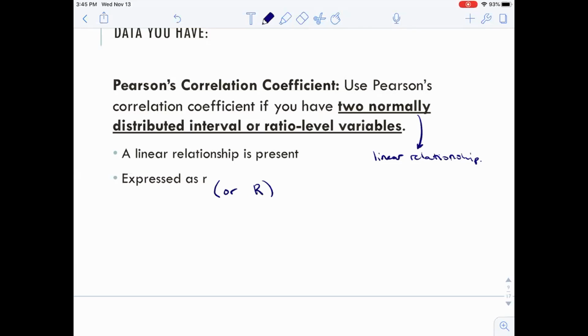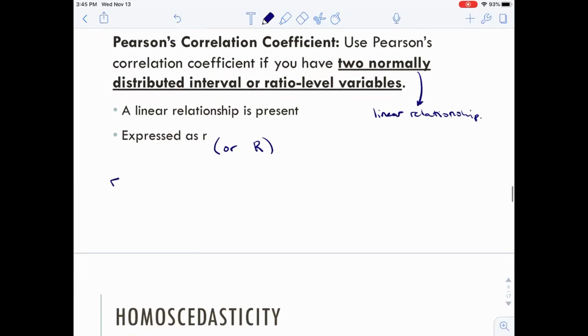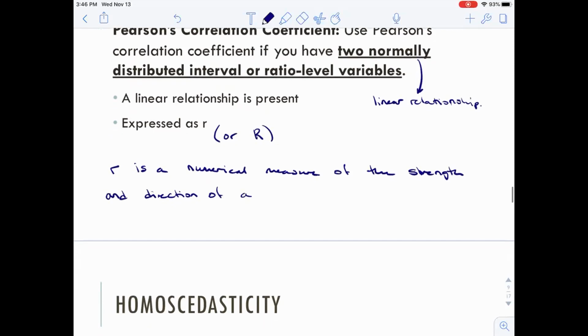So r is a numerical measure of the strength and direction of a linear relationship. So it has that added caveat of, okay, we have to have a linear relationship.